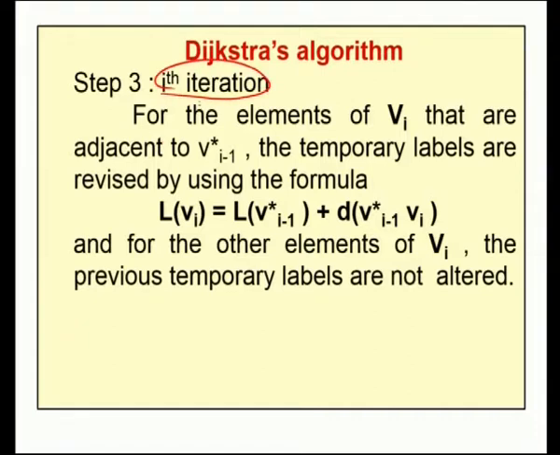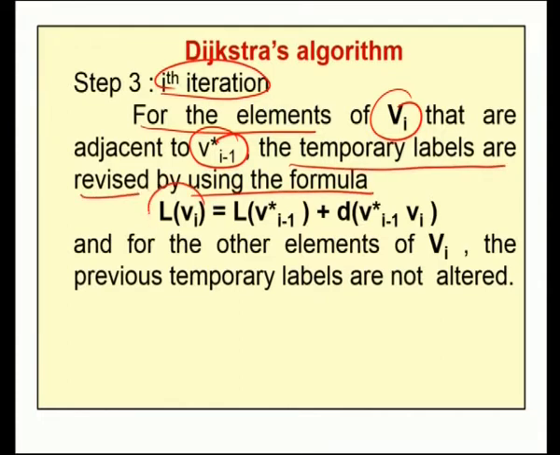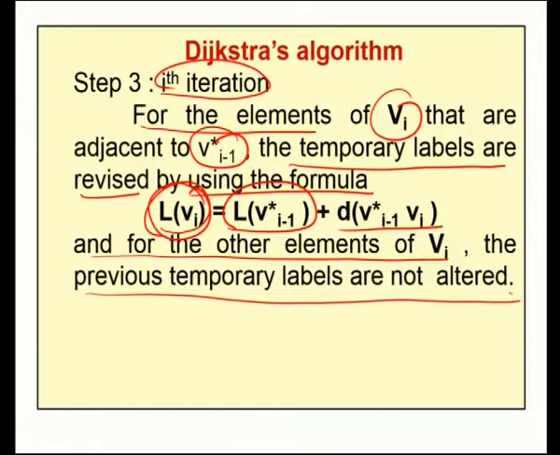the ith iteration. For the elements of Vi that are adjacent to Vi minus 1 star, the temporary labels are revised by using the formula L of Vi equal to L of Vi minus 1 star plus D of Vi minus 1 star Vi, where L of Vi minus 1 star is the label of the (i minus 1)th node and D of Vi minus 1 star Vi is the distance between the node Vi minus 1 star to Vi, and for the other elements of Vi, the previous temporary labels are not altered.